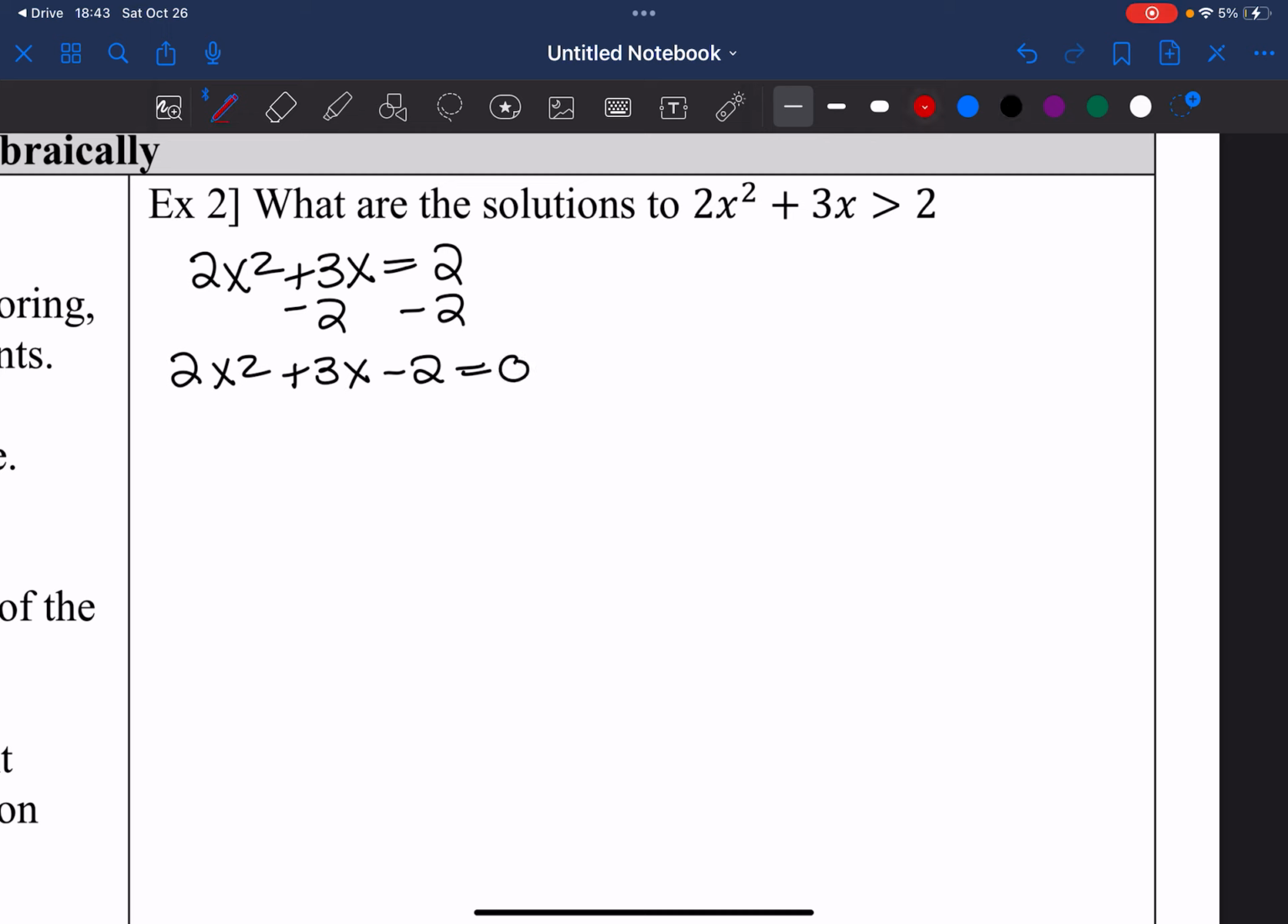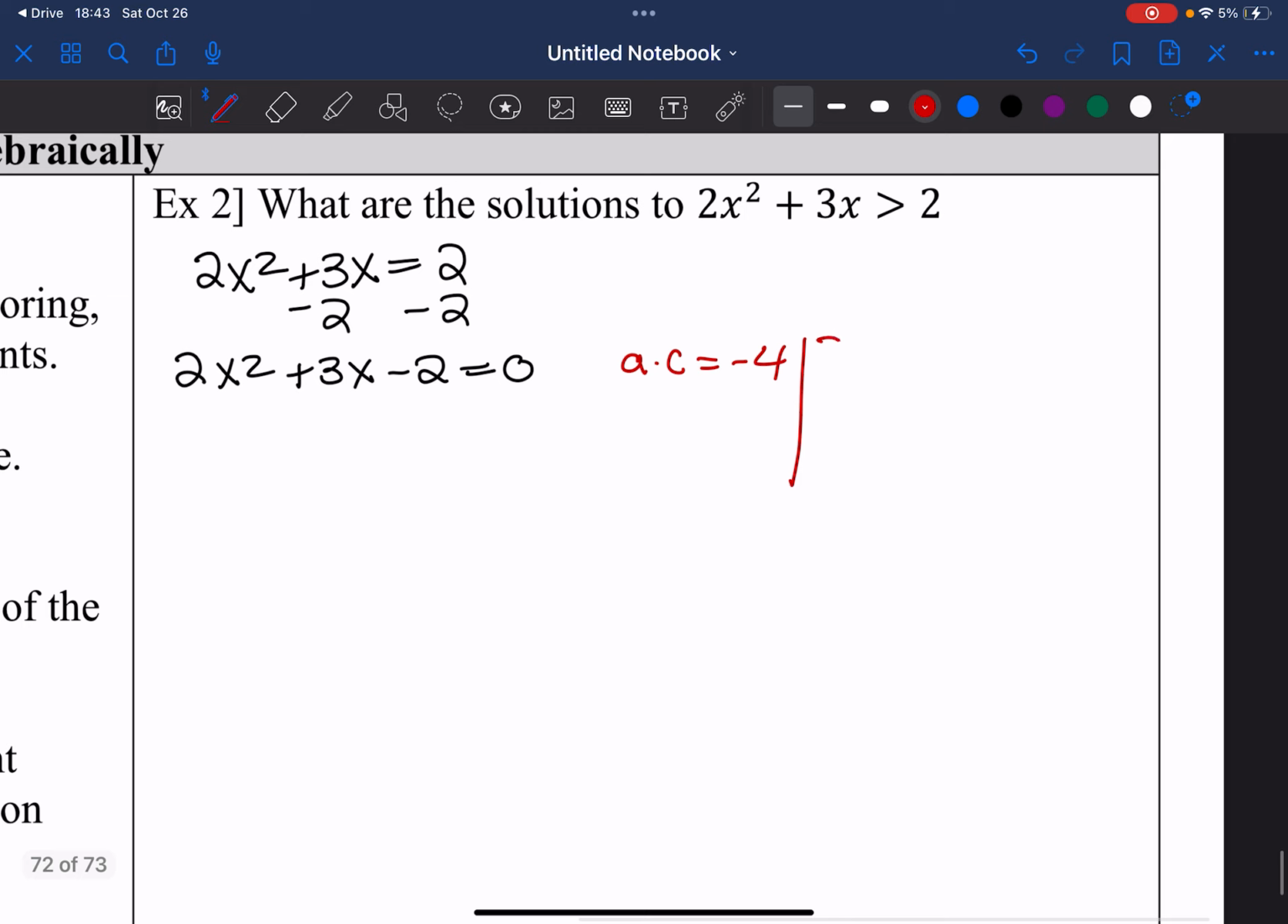And then I'm going to choose to use the factoring method. You can choose to use the quadratic formula if you think that is easier. So I have my a times c, which is -4, and then my b value, which is 3. So I need two numbers that multiply to -4 but add to 3. So that's going to be 4 times -1. And I can check it on the other side by doing 4 plus -1, which gives me 3.